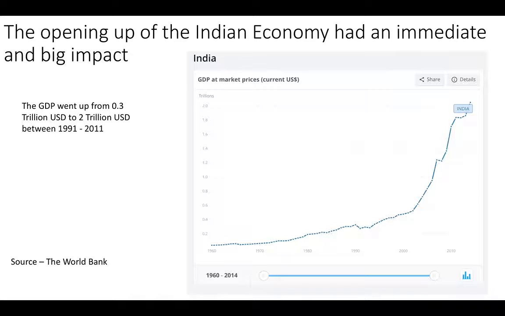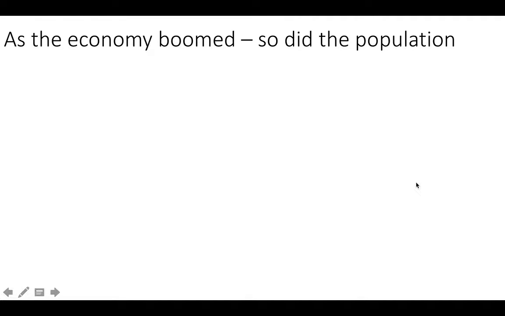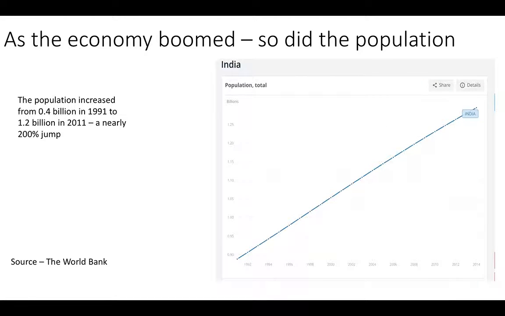As you can see in this graph from the World Bank, the economy in 1991 went from less than $0.4 trillion to currently about 2.3 trillion US dollars. So the growth looks almost exponential. As the economy boomed, so did the population, and it exploded in a pretty dramatic manner. Nearly 200% from 1991, below 0.5 billion, to currently where it stands at about 1.3 billion people.